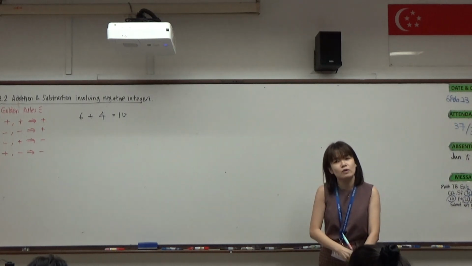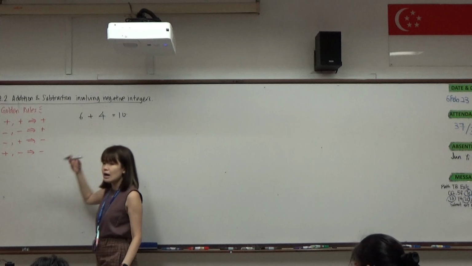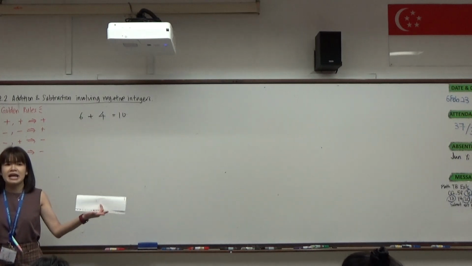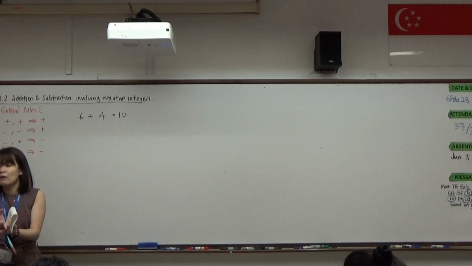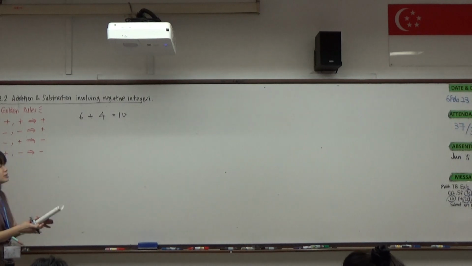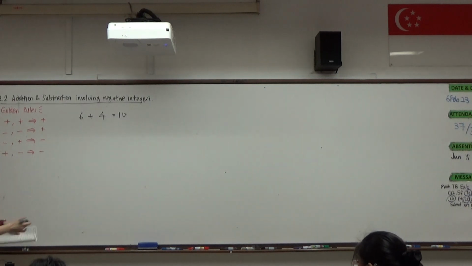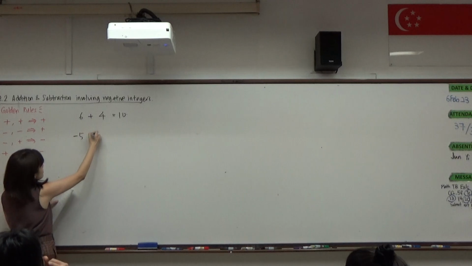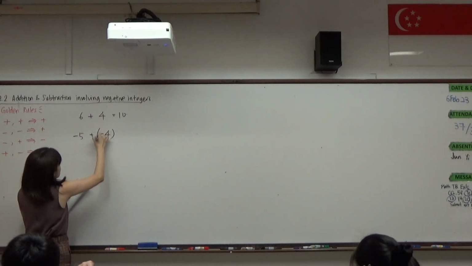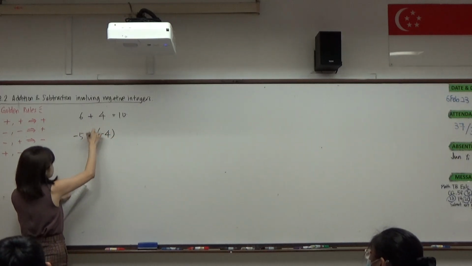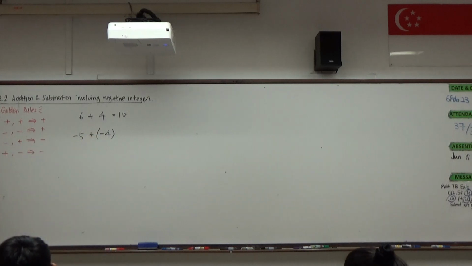You think about it as though I have $6 now on one hand and another $4 in another hand. In total, I will have $10. Why am I using this context? It's because we want to think about what is negative 5 plus negative 4. How do we think about this?